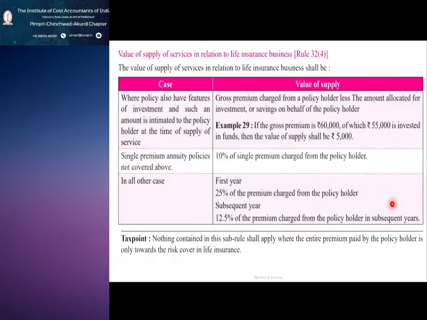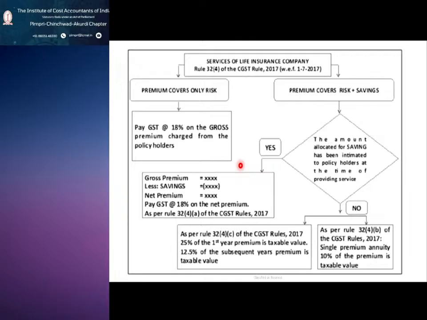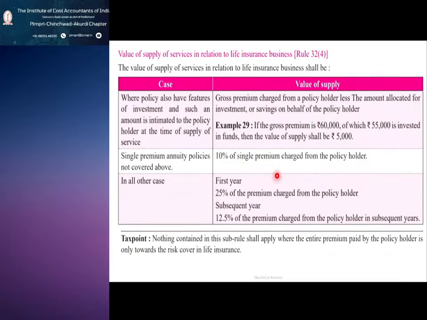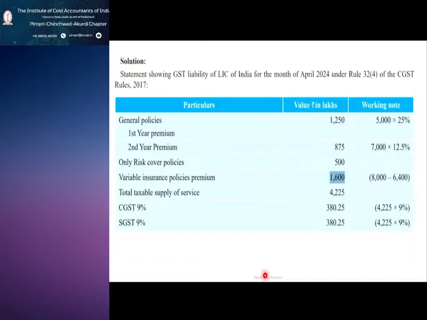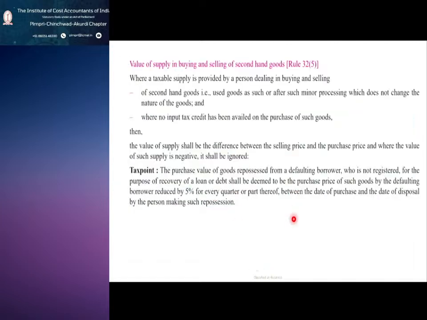So here when you see this way, you will find something so theoretical, and you may not feel that concentration or interest. So if you see from the example and compare this, then it will be easy for you. Okay. So the first year we have seen in this problem 25%, subsequent year 12.5%. So this is 32.4. Now we will go to 32.5. So buying and selling of second hand goods. We'll continue this now. Easy and interesting one.